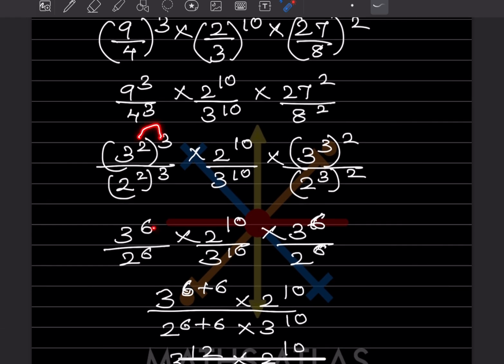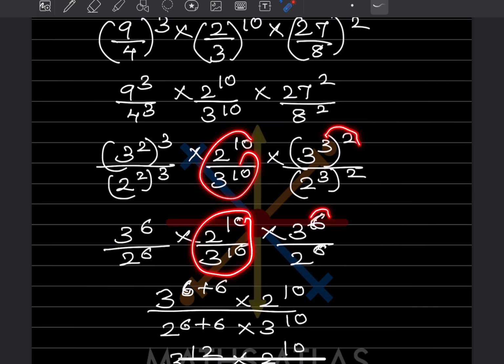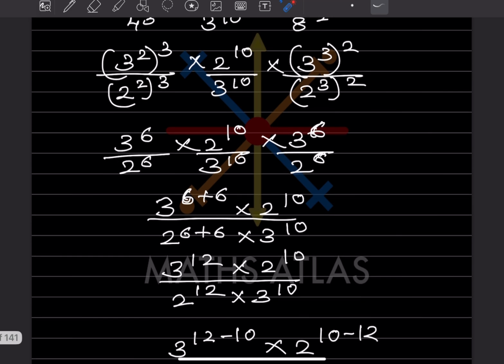That is mn. 6, 3 raised to 6, 2 raised to 6. This is the same. Again 3 raised to 6 and 2 raised to 6. So now you can see 2's and 3's. So now if I'm taking this 3 and this one, because this is multiplication, it is going to be 6 plus 6, and this 2 raised to 10 will be as it is. Again here I'll take your 2's, that is multiplication, 6 plus 6, and this stays the same. So this is going to be 3 raised to 12, same, 2 raised to 12, same.